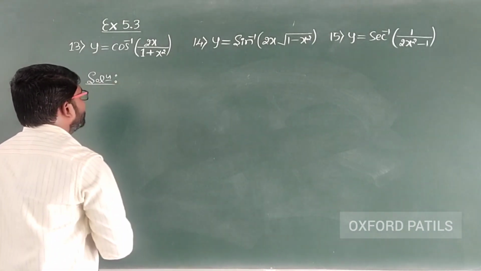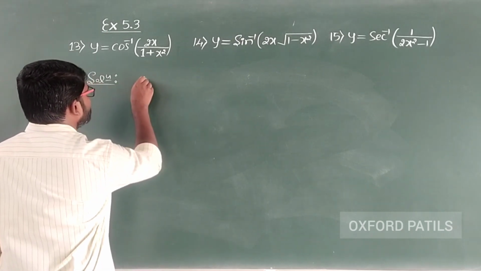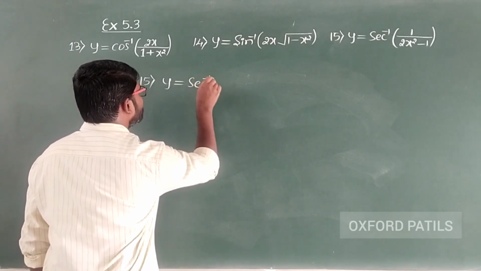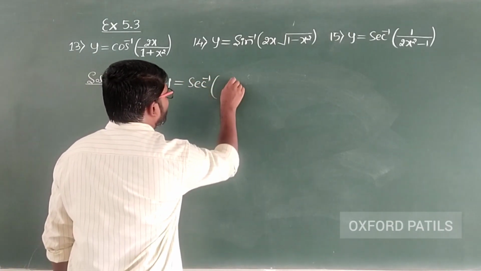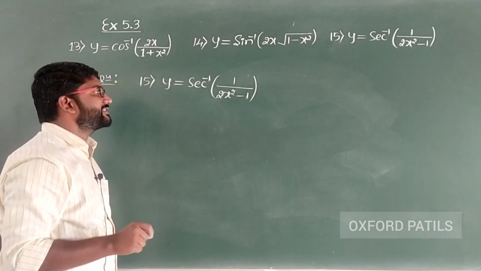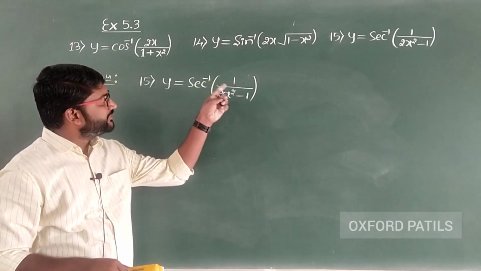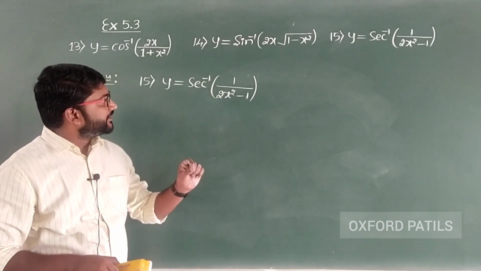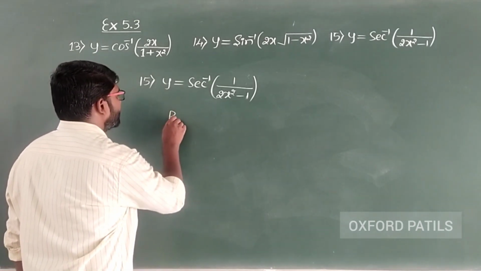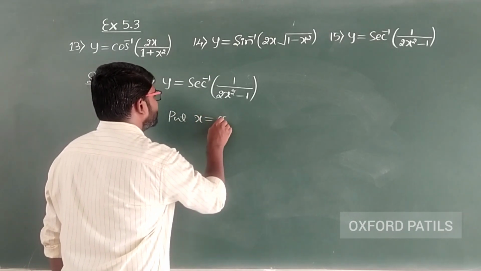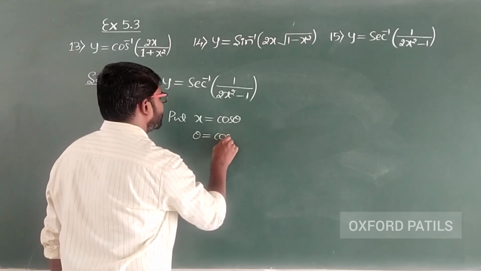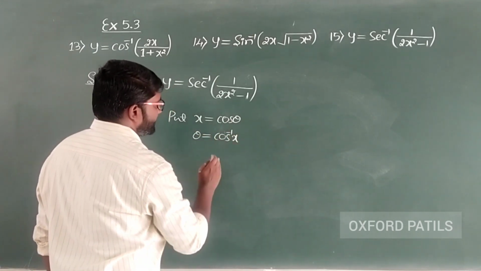Well, write question number 15. It is y equals secant inverse of 1 divided by 2x square minus 1. So outside we have the secant inverse term. That means inside we should have a secant term. So in order to get that, we have to take x as cos theta. So put x equal to cos theta. From this, theta will be cos inverse x.